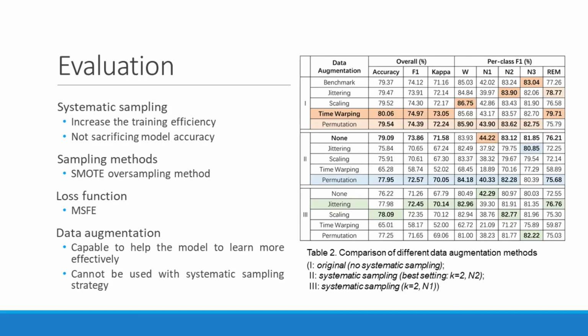Data augmentation approaches were able to create a relatively balanced dataset, which could help the model to learn more effectively. Each data augmentation method performed well on augmenting data on different stages. However, data augmentation techniques were not able to be used with a systematic sampling strategy, as systematic sampling brought negative effects to the performance of data augmentation.